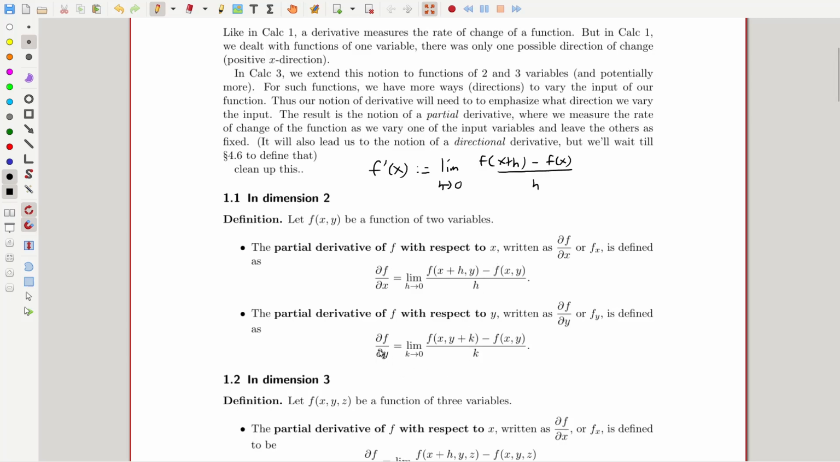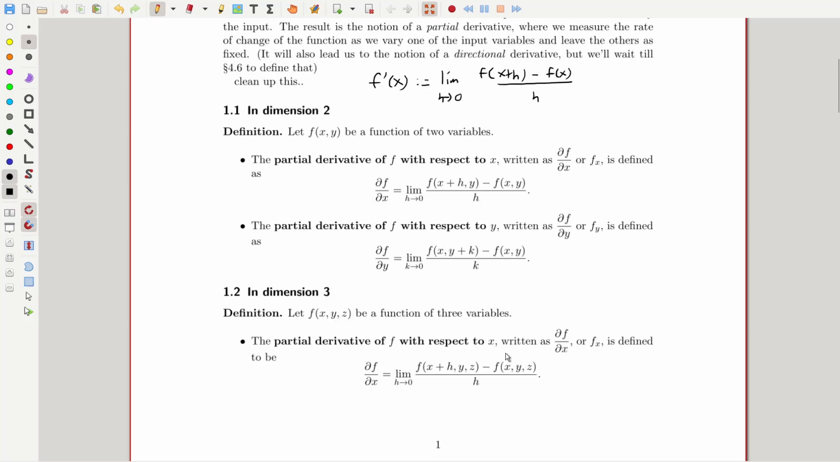And then similarly, with the partial derivative with respect to y, we vary the y component. Instead of h, I end up using k. I think I'm following the definition that the book provides. But here we only adjust the variable y. We don't touch x at all.